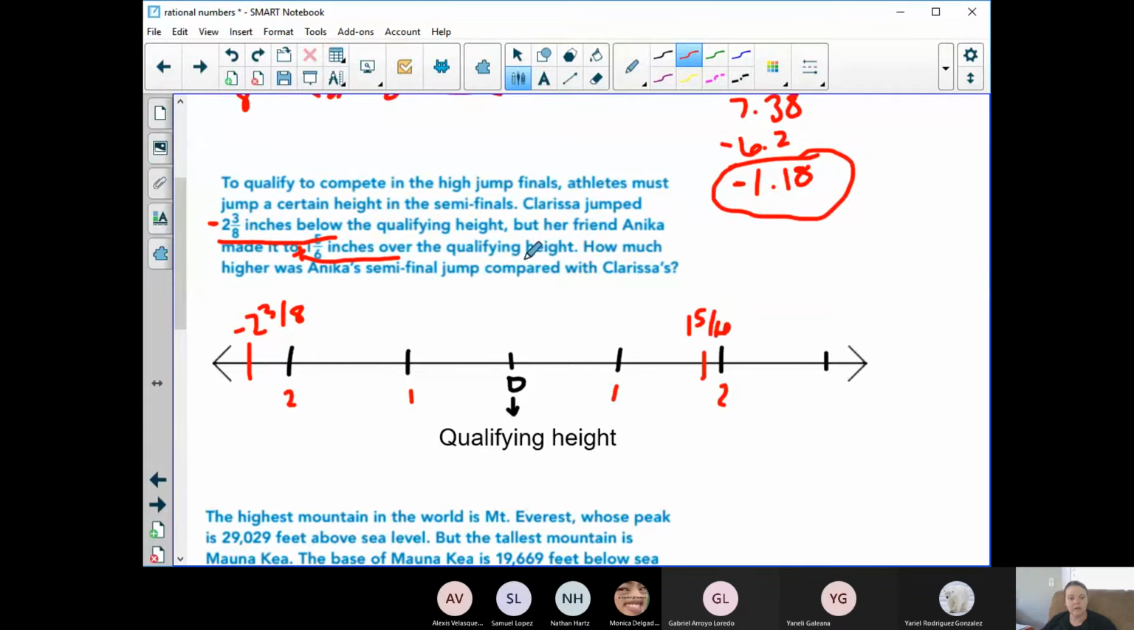And we want to know how much higher Annika, this would be Annika, was than Clarissa. So I want to know what is 1 5/6.